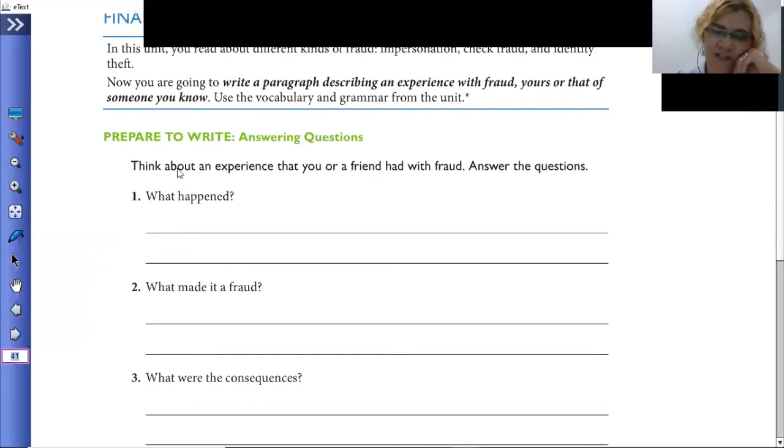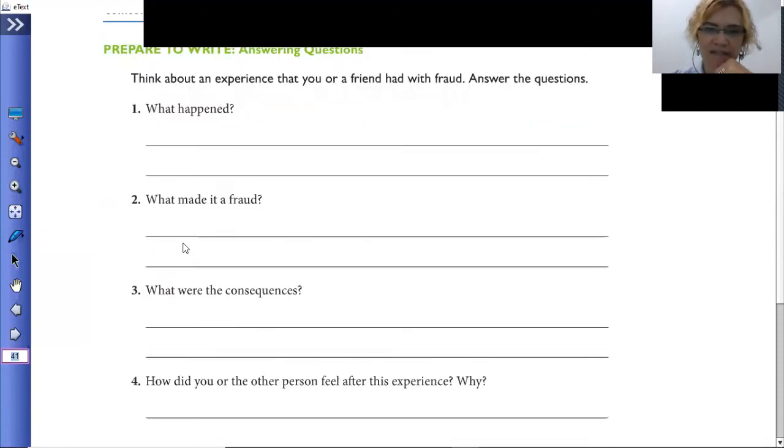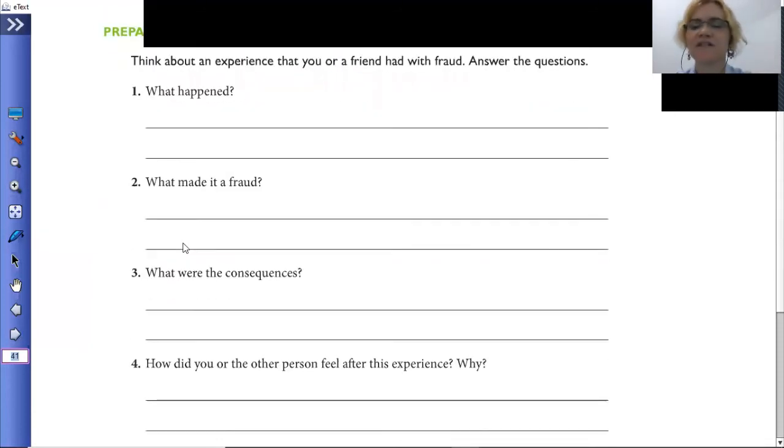Now these are just some questions that can help you, like what happened, what made it a fraud, what were the consequences, and how did you or the other person feel after this experience, and why. Basically, guys, if you put these points in your paragraph, you kind of got it covered. That's cool, right?